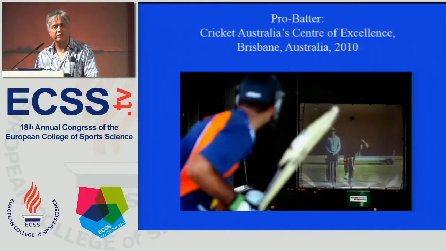Now this is the new generation of ball projection machine. This would set you back nearly $80,000. It was originally designed for use with baseball batters, and this is Cricket Australia's Centre of Excellence in Brisbane. The idea is that you can get any DVD of any bowler in the world so that you can see their actions, and you can time your batting actions to the bowling actions of any bowler in the world.